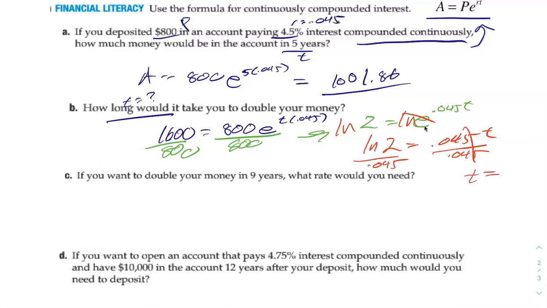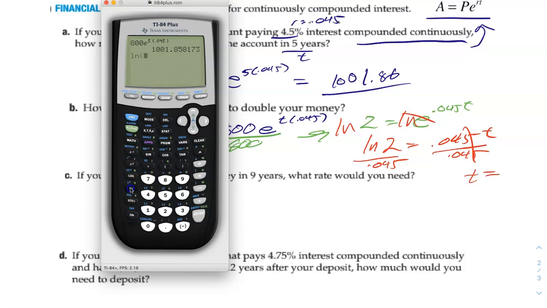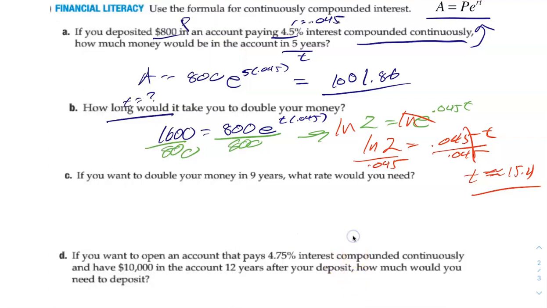So t would equal, since this is money, we should get an application form, we should get a value for it. So put it in my calculator. Natural log right there, LN button. 2, close the parentheses, very important. Divide by 0.045. So it's taken me about 15 years, a little more than 15 years to double my money if I leave it in that account. It's kind of a long time.